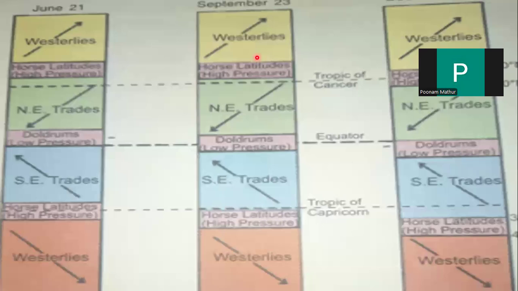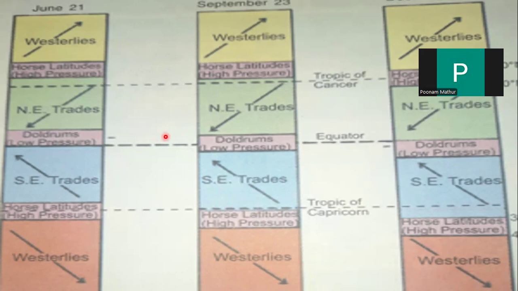These pressure belts shift from their original position. There are certain reasons why they shift 5 to 10 degrees north or south of the original position. Reason being, number one, the amount of insolation received at various places. Number two, rotation of the earth. And number three, revolution of the earth around the sun.